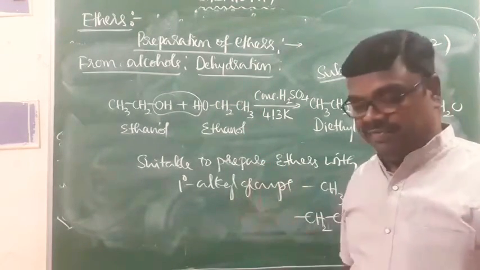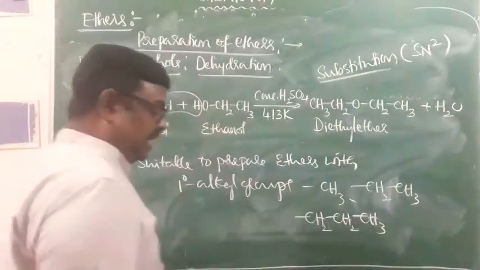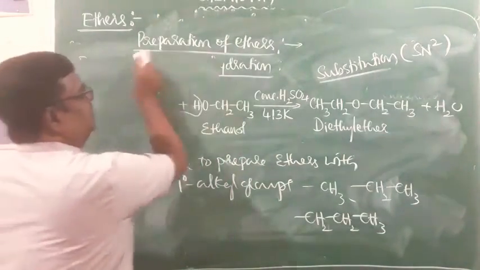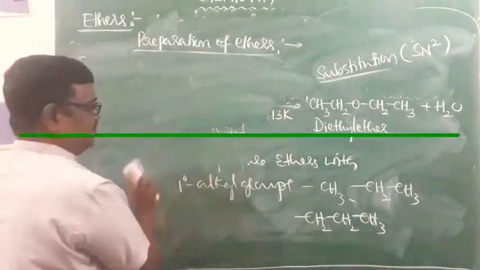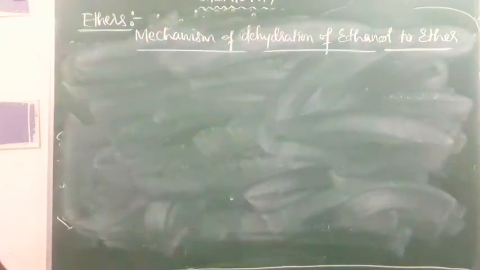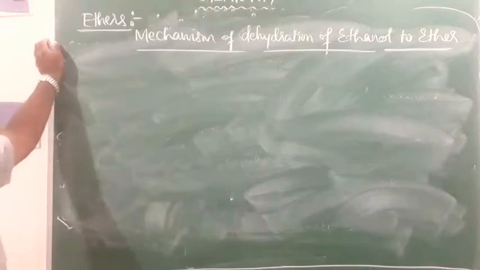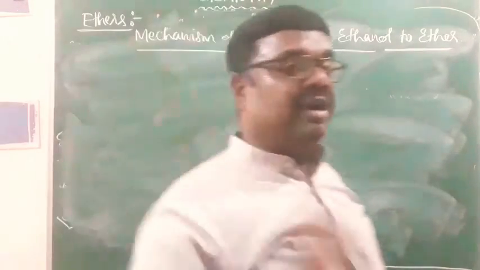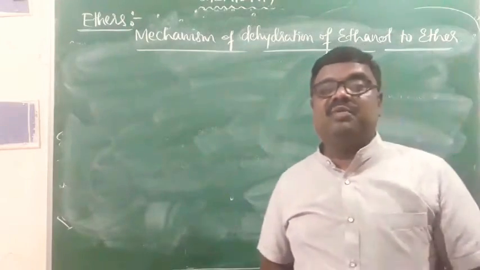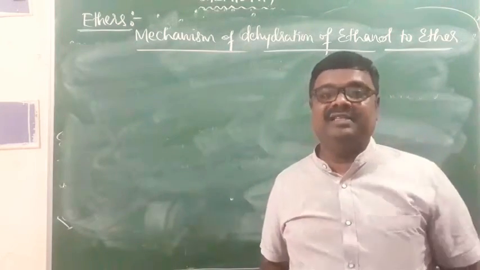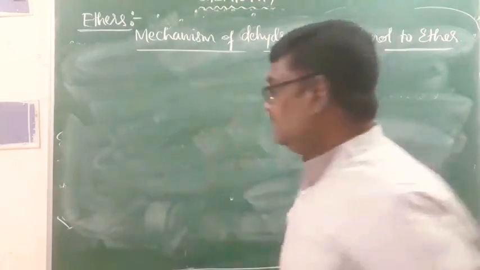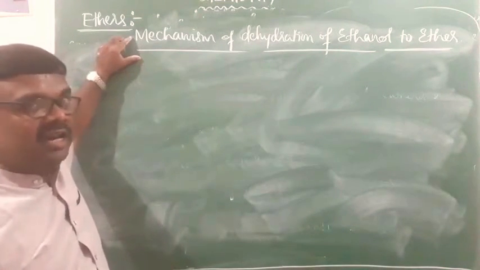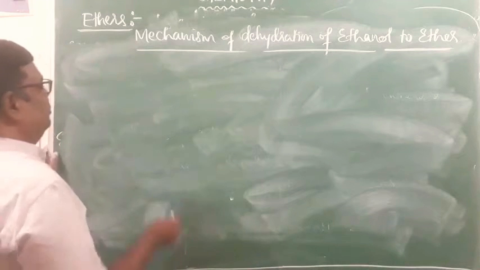Before that, we'll go for the mechanism of this reaction, that is, the mechanism of conversion of ethanol to ether, the dehydration of ethanol to ether. This is the SN2 mechanism. In ethanol to ethene, you produce a carbocation, that is the SN1 mechanism. But here, in ethanol to ether, carbocation is not produced.